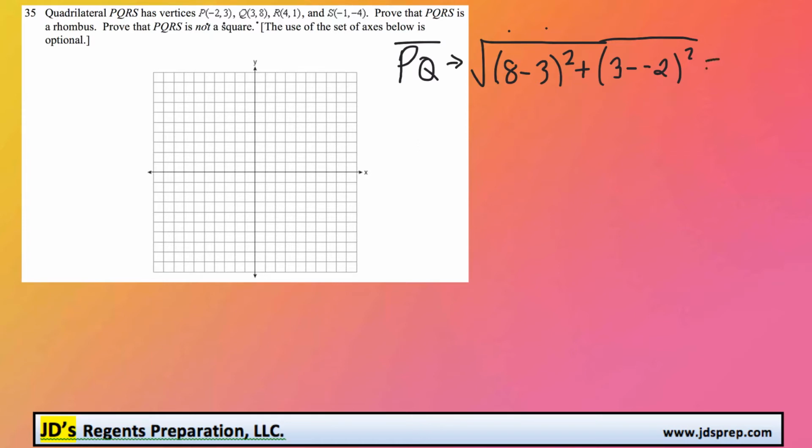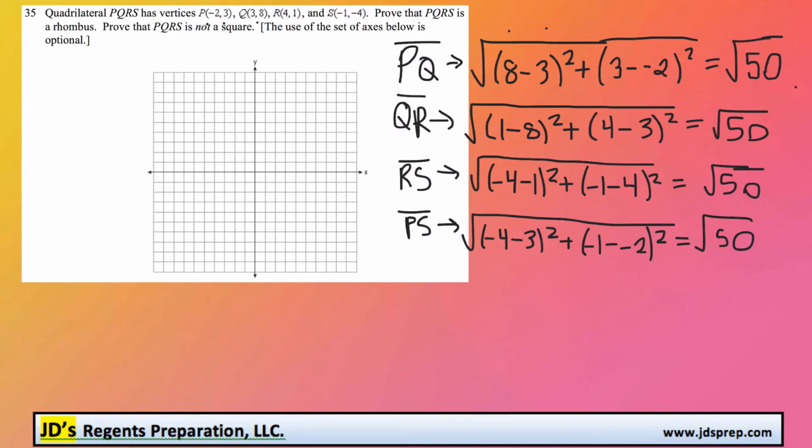And when you calculate that out, if we don't round it, root 50 is the exact value of that distance. And you'll notice that once you get through all four of those line segments, they are all the same length. Therefore, we can state that PQRS is a rhombus because all four sides are congruent.